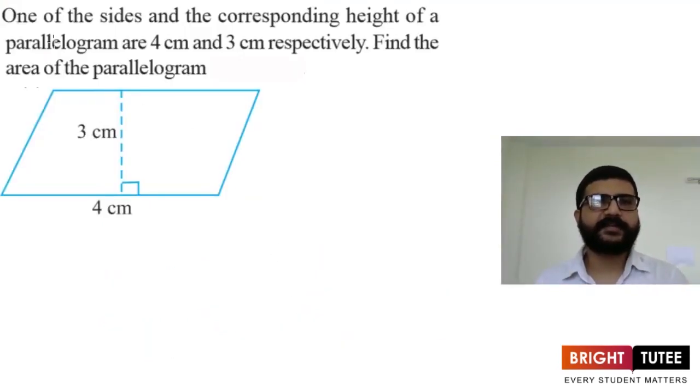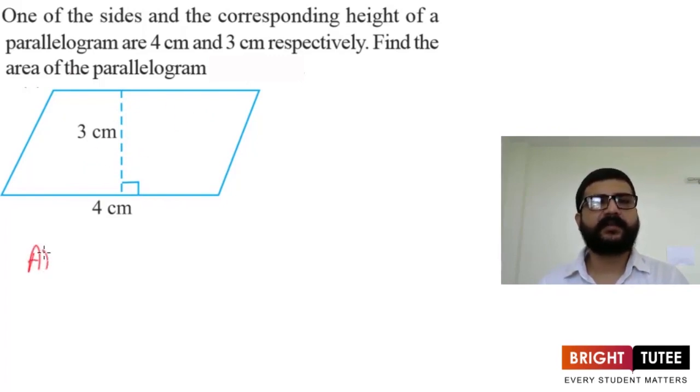Now let's try this question. One of the sides and the corresponding height of a parallelogram are 4 centimeters and 3 centimeters respectively. Find the area of the parallelogram. So here is the figure for the parallelogram given in the question. One of the side is 4 centimeters and corresponding height is 3 centimeters. So now what do you think about its area?